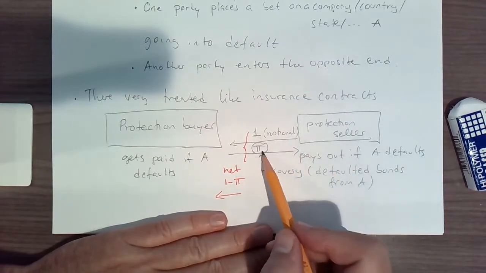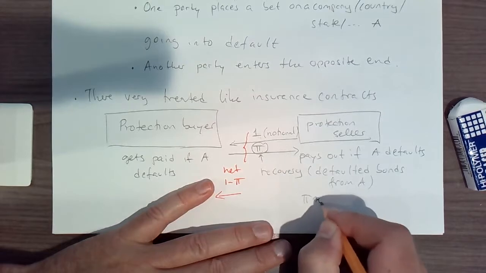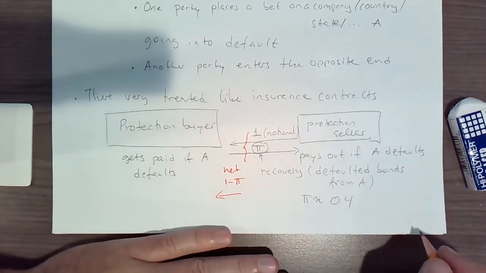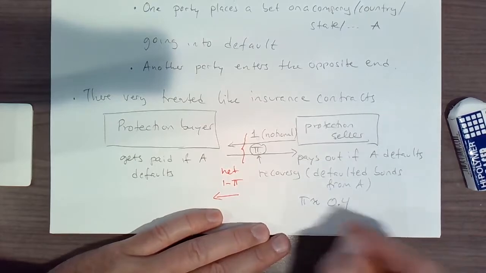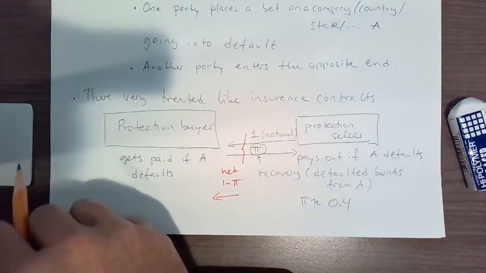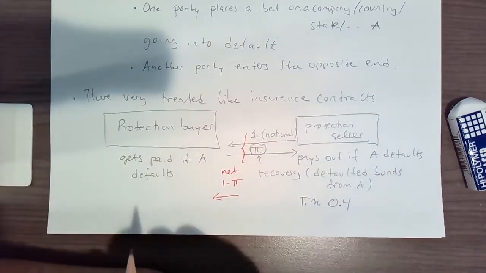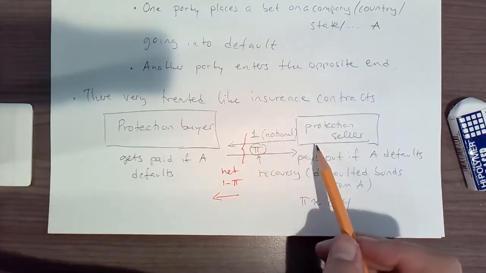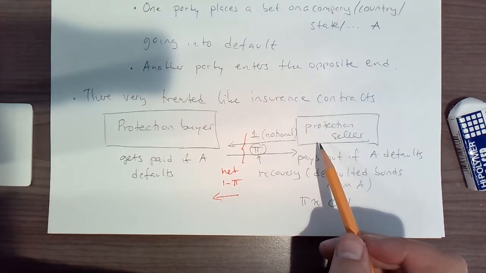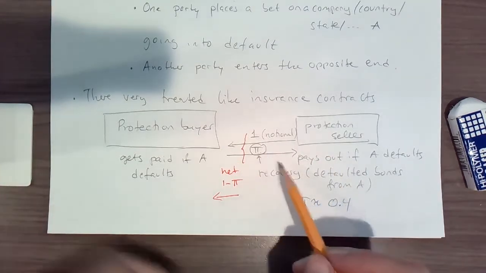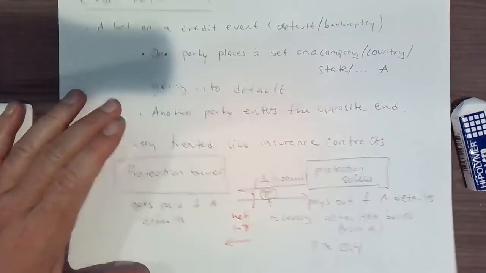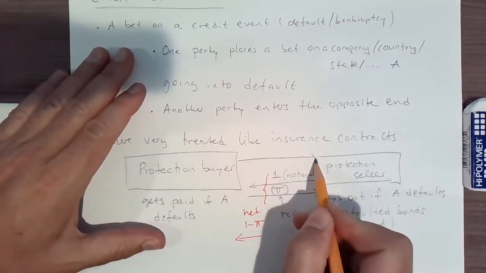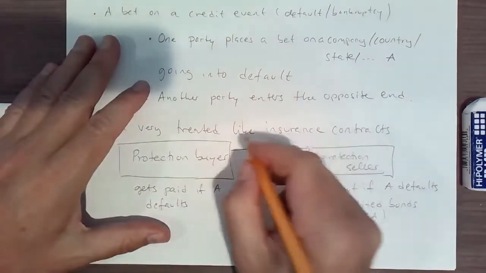So that pi could be zero. Pi is typically taken to be 0.4. In most of the models that were around at the time, this was the standard that people put in, 40% on a dollar. So the protection seller gives out one, and in return he gets these defaulted bonds, if there's a default. Otherwise, the protection buyer, to enter this bet, pays fees.